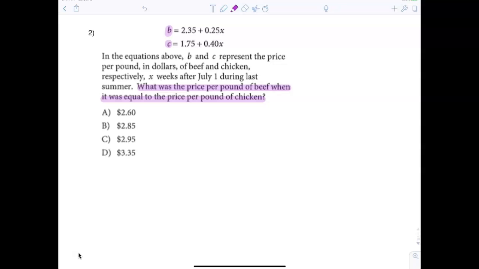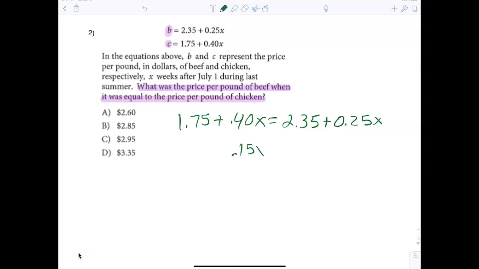So I have right now 1.75 plus 0.40x is equal to 2.35 plus 0.25x, because they are equal. Now, what's 40 cents minus 25 cents? 15 cents. Thank you. 0.15x is equal to. Now, what's $2.35 minus $1.75?